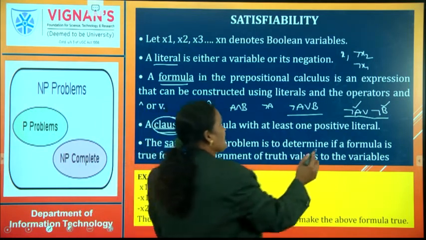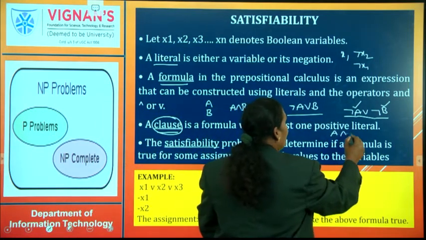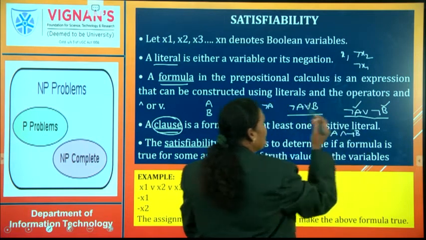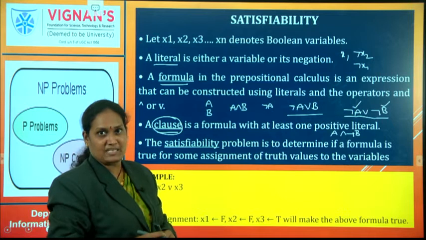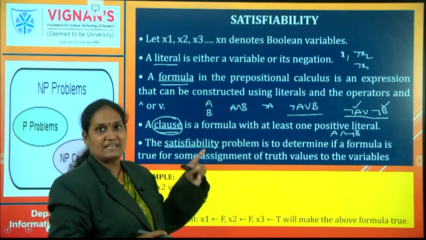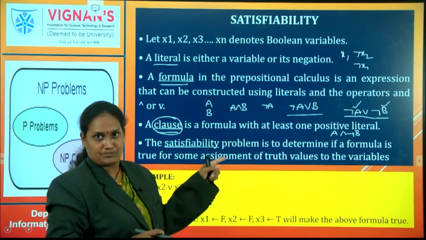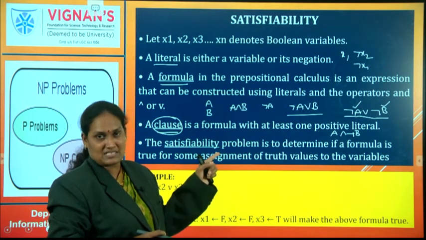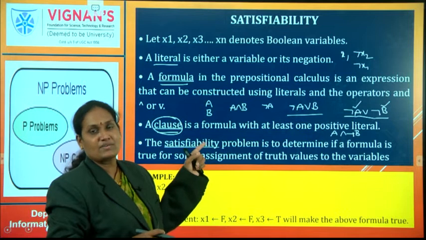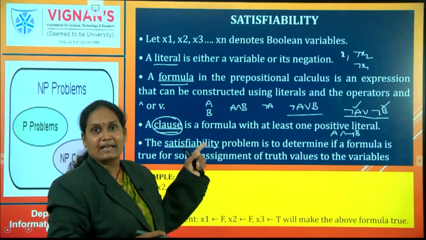Suppose, for example, I write a formula like A and negation B. It is a clause since there is one positive literal A. Even though B is a negative literal, there is a positive literal A. So that's why we can call that formula a clause.